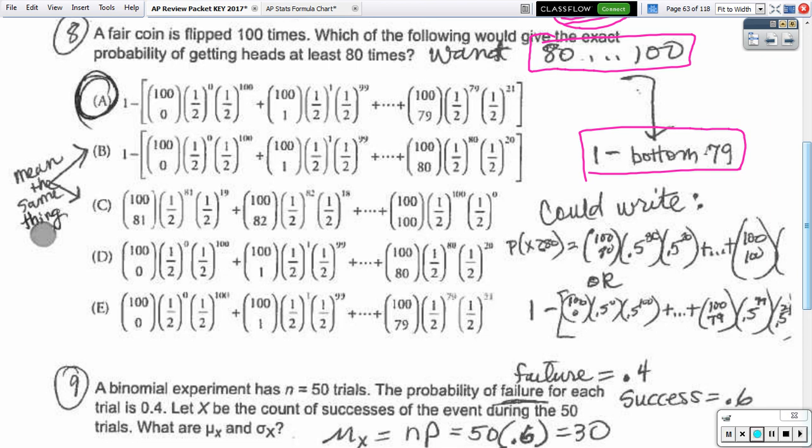Okay, B and C mean the same thing. This one takes off the bottom 80. We don't want to take off the bottom 80. This one is 81 to 100. D is just the bottom 80. And E is just the bottom 79.